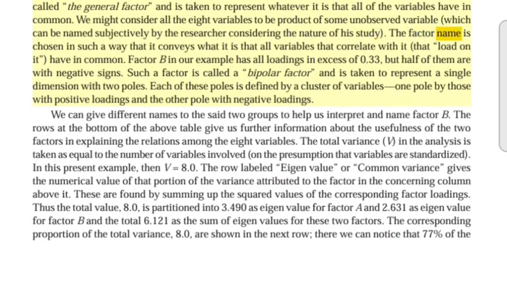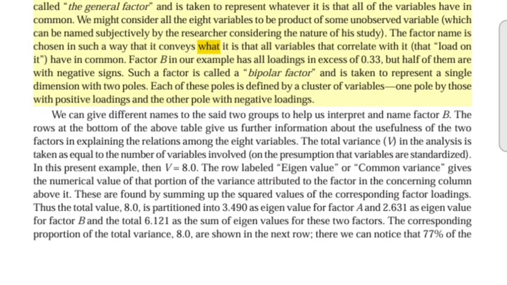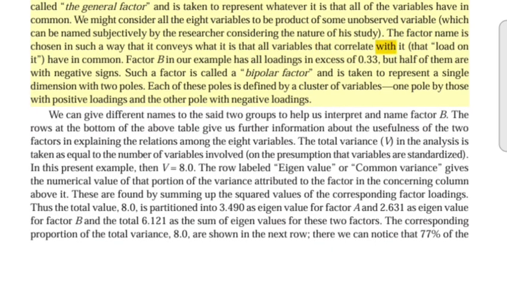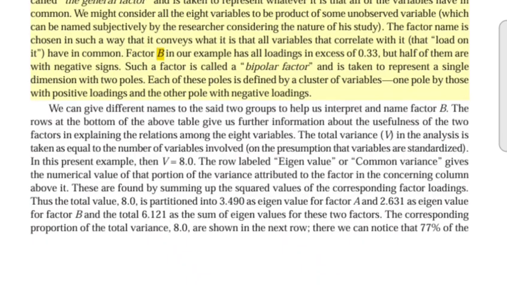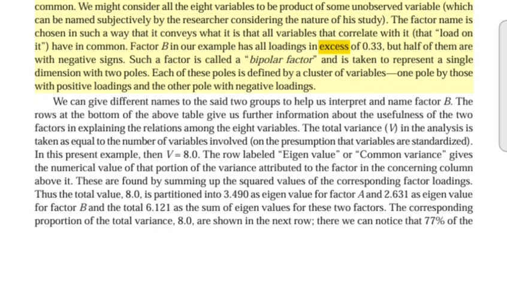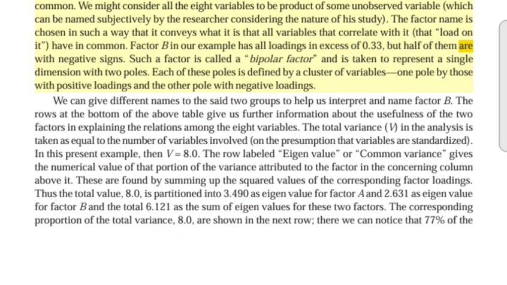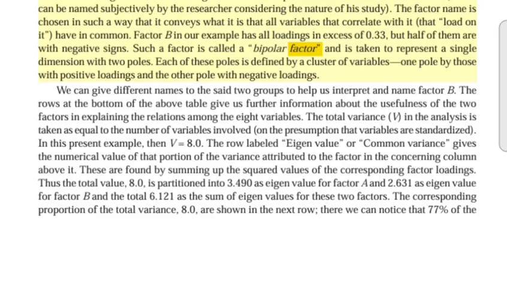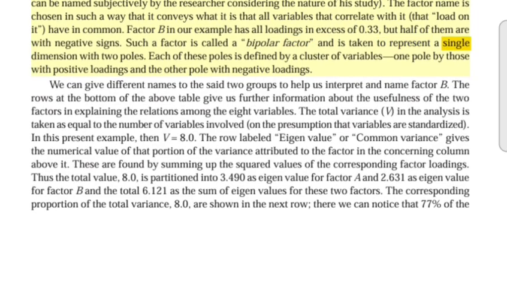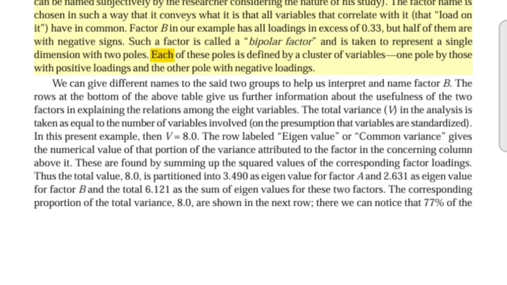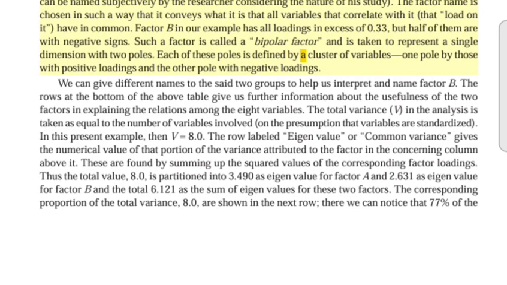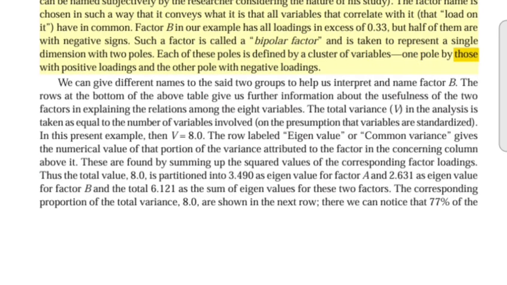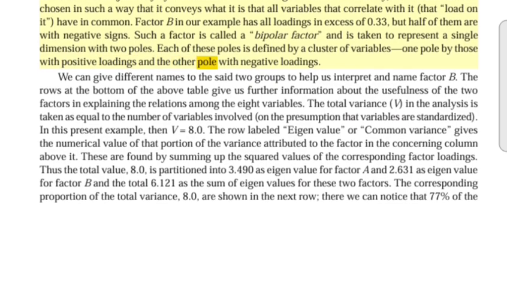The factor name is chosen in such a way that it conveys what all the variables that correlate with it, that load on it, have in common. Factor B in our example has all loadings in excess of 0.33, but half of them are with negative signs. Such a factor is called a bipolar factor, and is taken to represent a single dimension with 2 poles. Each of these poles is defined by a cluster of variables, one pole by those with positive loadings and the other pole with negative loadings.